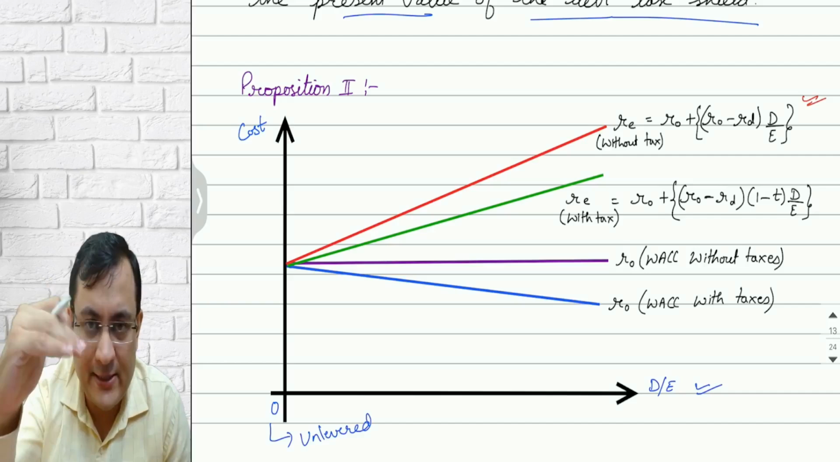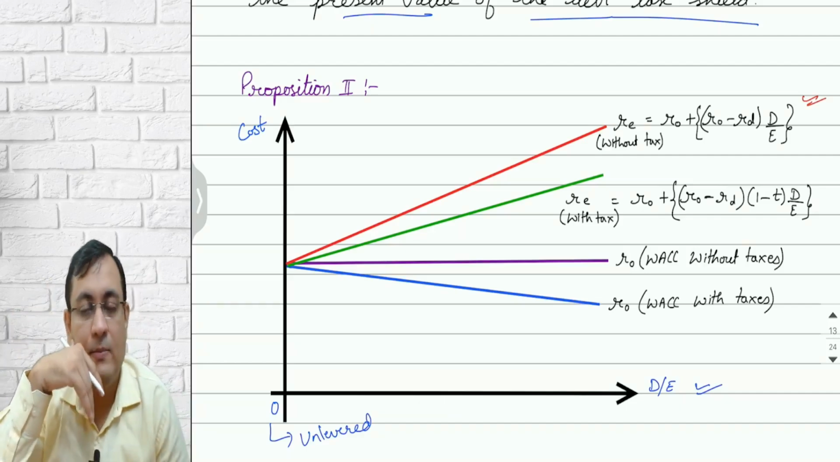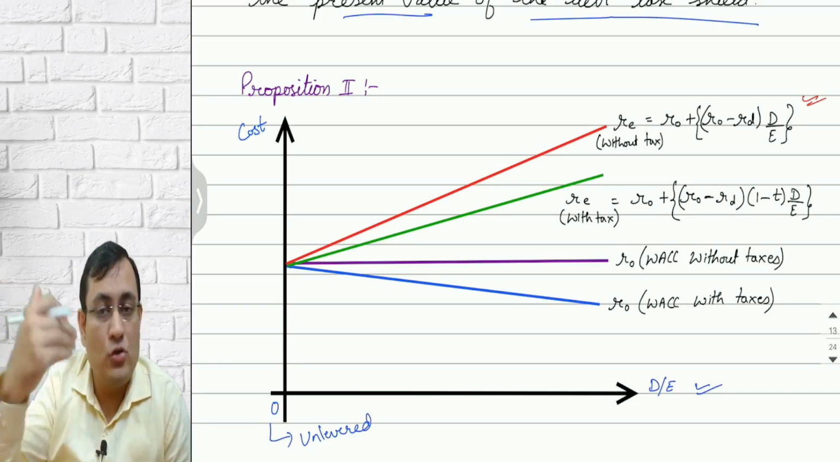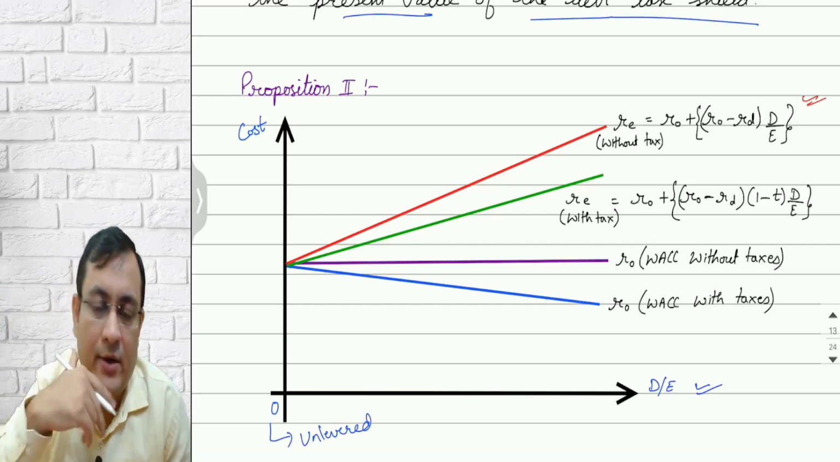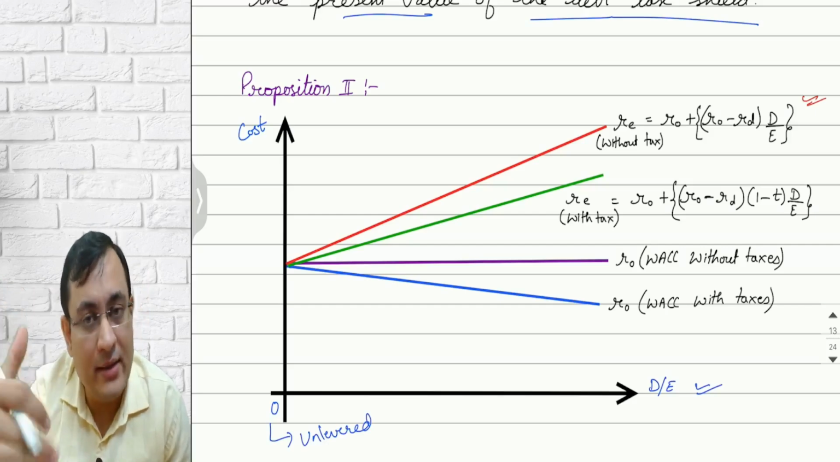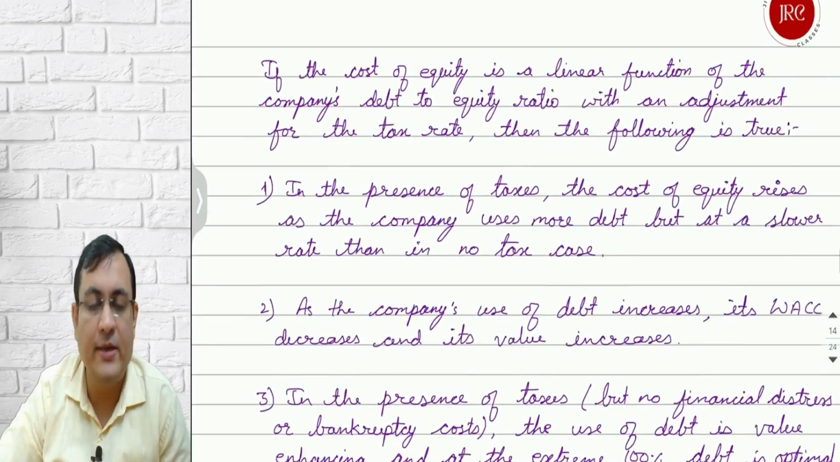Cost of equity with taxes is lower than cost of equity without taxes, because there is an extra advantage which is getting passed on to the equity holder. So their risk is getting reduced. That is why their expectation is increasing, but at a slower pace. So graphically we have understood. Let's see what the proposition is saying.